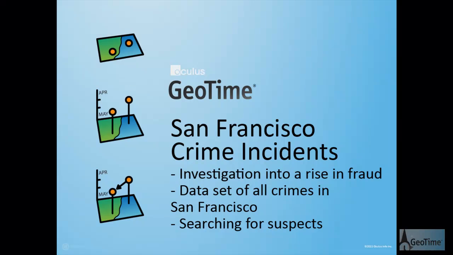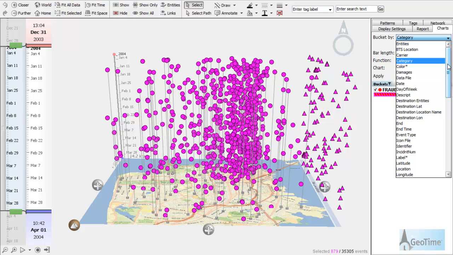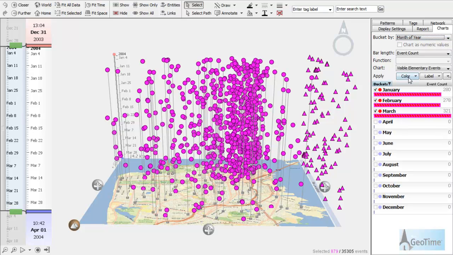In this demonstration, we'll briefly look at how law enforcement agencies can use GeoTime in order to identify trends in fraud-related crimes. Each one of these red data points is a report of fraud inside a certain jurisdiction. I'm going to map these by month of year. What we can see here is that time is measured vertically. January is near the top, February in the middle, and March towards the bottom, so the most recent events are towards the bottom.